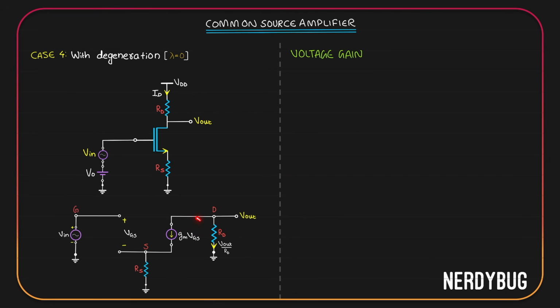Now we have GM-VGS over here. Its direction is taken to be like this. So we can assume it is flowing like this and then it has to flow through Rs like this. If current through Rs is in this direction, we can assume Rs has positive potential here and negative here. Let us start by applying Kirchhoff's voltage law in the input loop, which is this one.